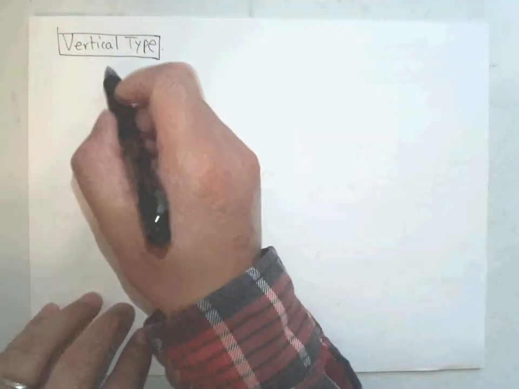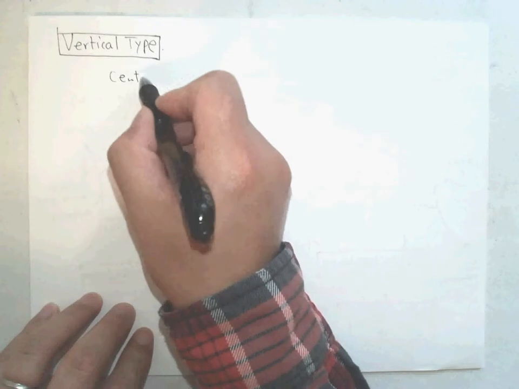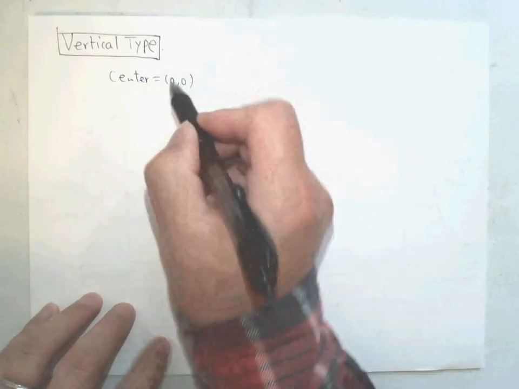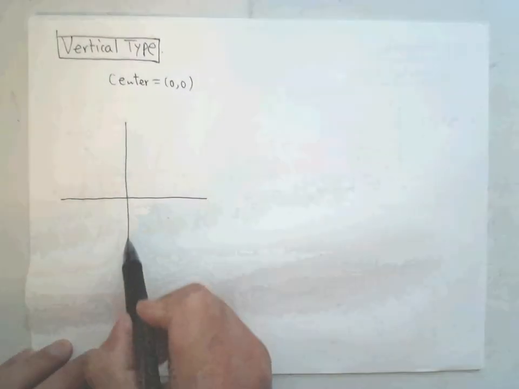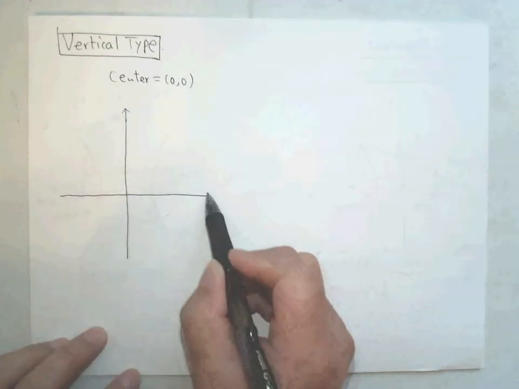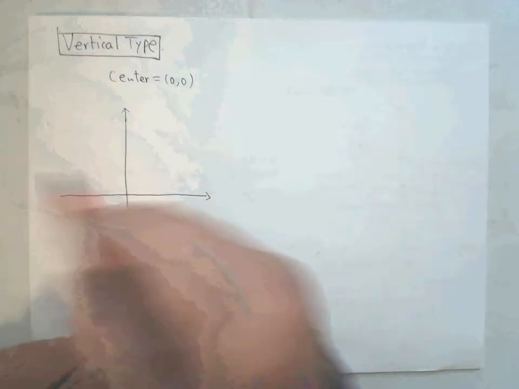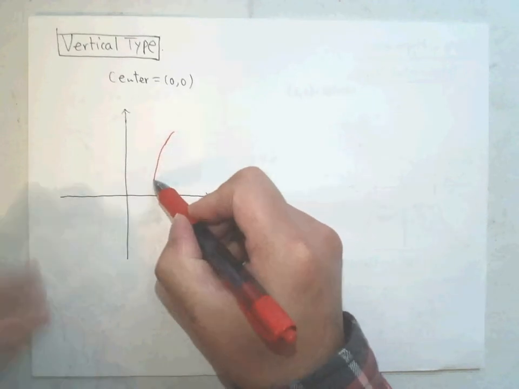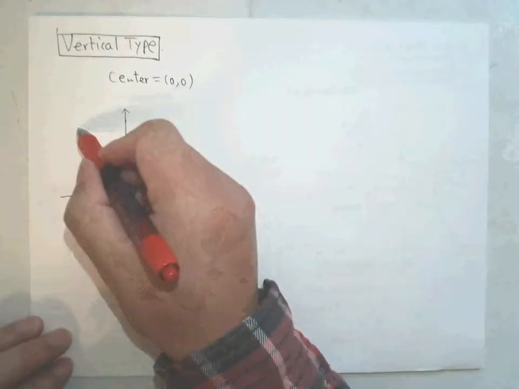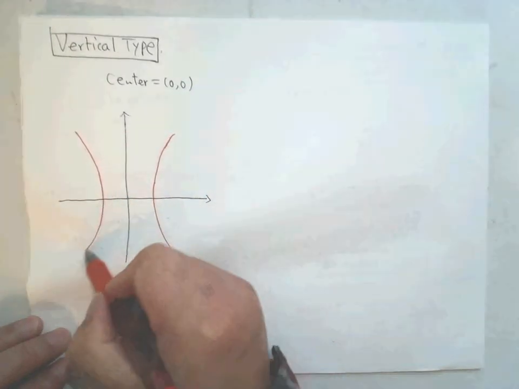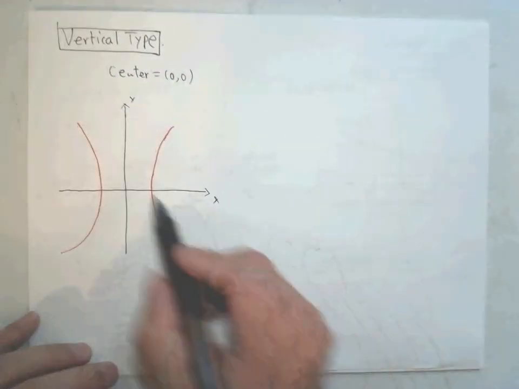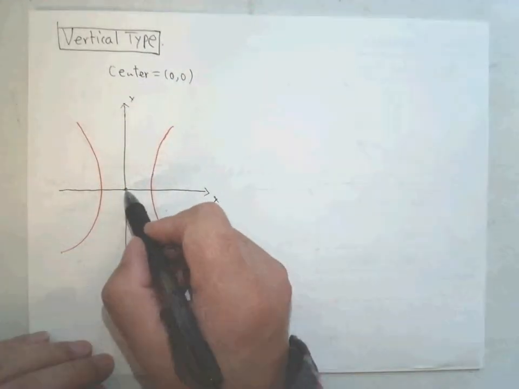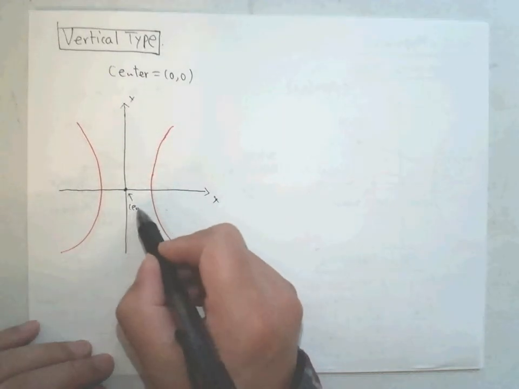If we get the equation, then I will ask you to compare between these two. First, I gave you the center. The center is at (0, 0), which is the easiest. I will draw a graph, and I will move a little bit faster than before. I draw the graph first, just roughly. This is the x-axis, this is the y-axis, and this is the center.